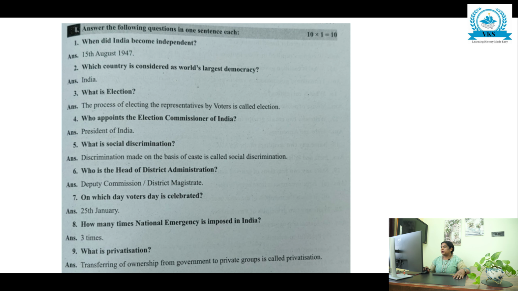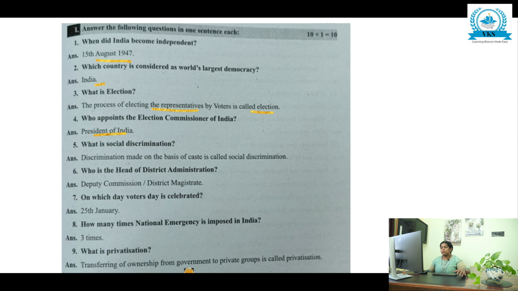When did India become independent? 15th August 1947. Which country is considered as the world's largest democracy? India. What is election? The process of electing the representatives by voters is called as election. Who appoints Election Commissioner of India? That is, President of India.